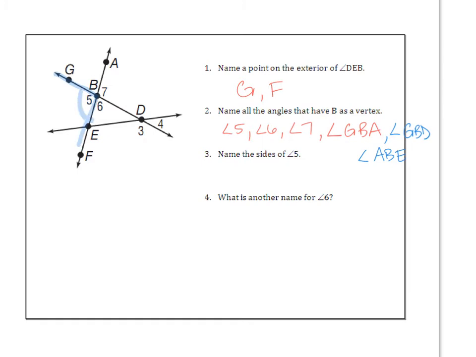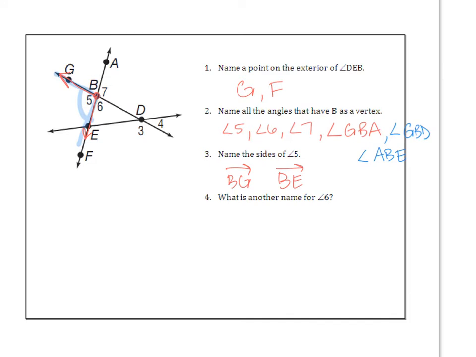So one side you can see starts at B and goes out toward G. So that side we could call ray BG. Starts at B, goes out towards G. B has to be listed first. The other side of angle 5 starts at B and goes out towards E or F. So we could either name that line BE or line BF.